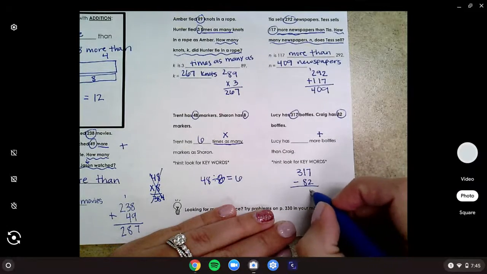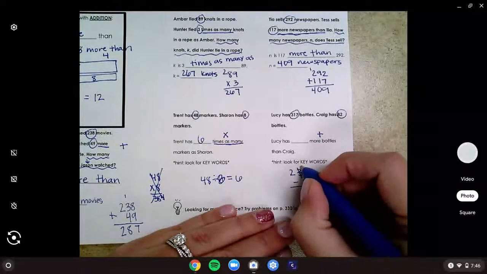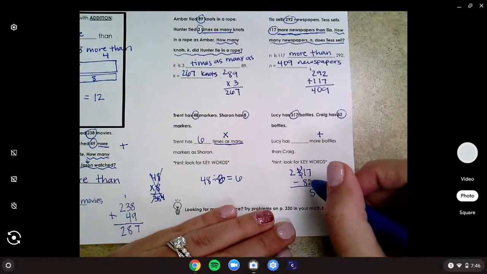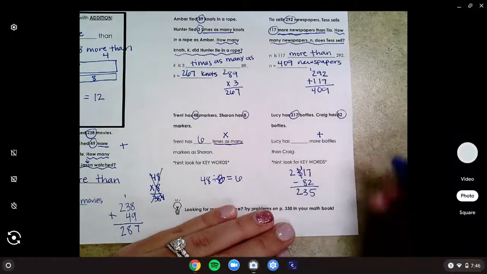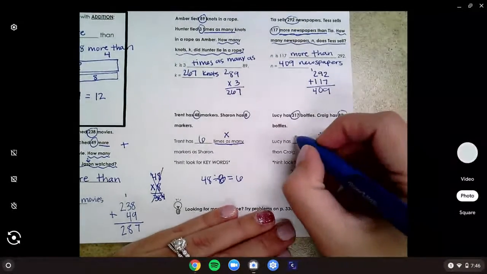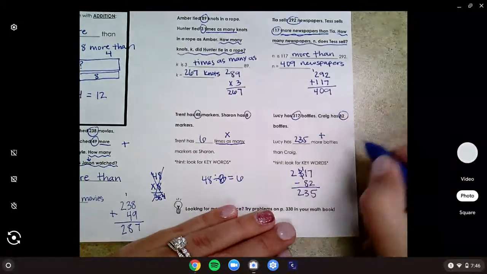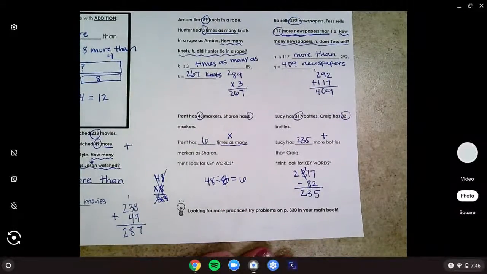7 minus 2 is 5. 3, borrow, 11 minus 8, 8, 9, 10, 11, that would be 3. And 2. So it should be 235 more bottles than Craig. More bottles than Craig. All right.